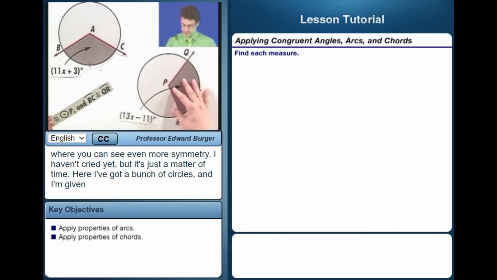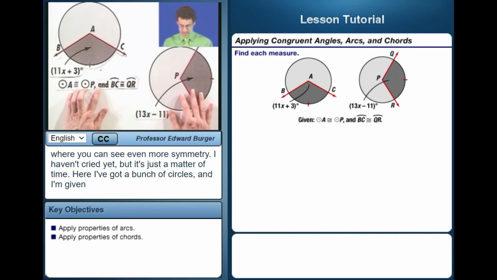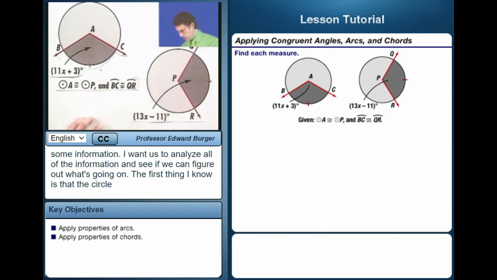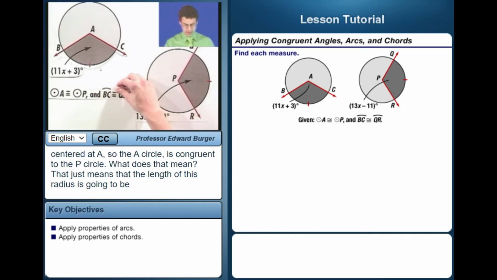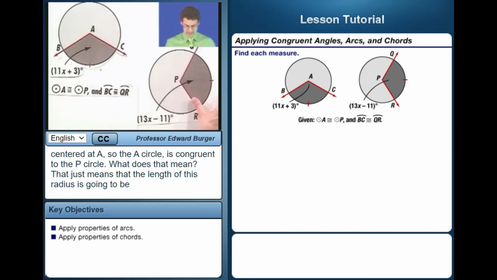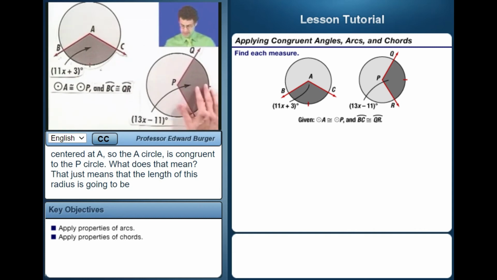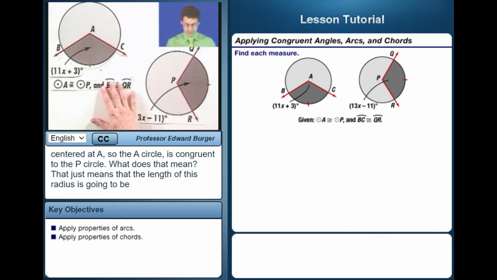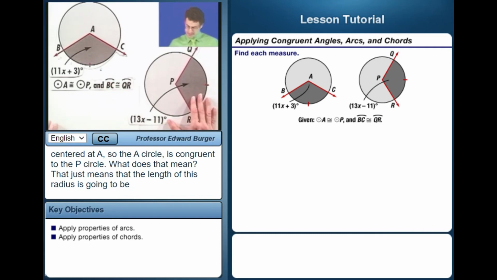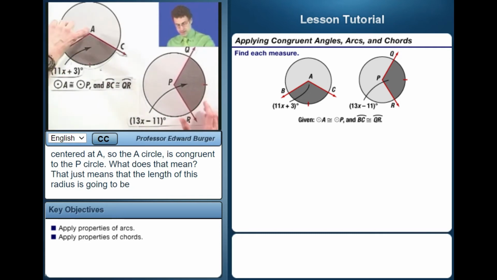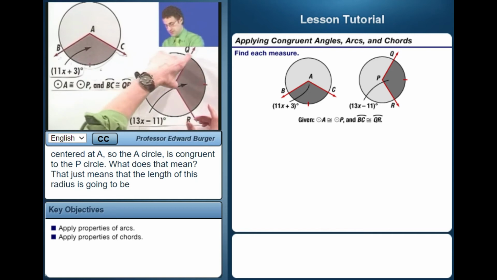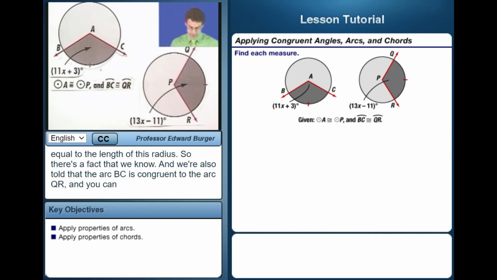So here I've got a bunch of circles, and I'm given some information. I want us to analyze all the information and see if we can figure out what's going on. The first thing I know is that the circle centered at A, so the A circle, is congruent to the P circle. What does that mean? Well, that just means that, in fact, the length of this radius is going to be equal to the length of this radius. So that's a fact that we know.